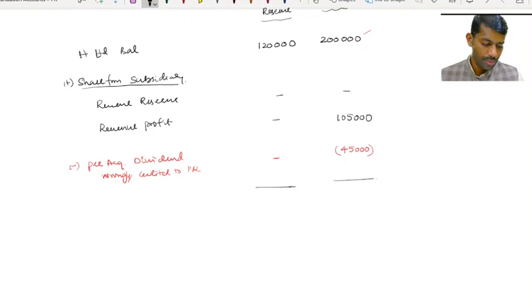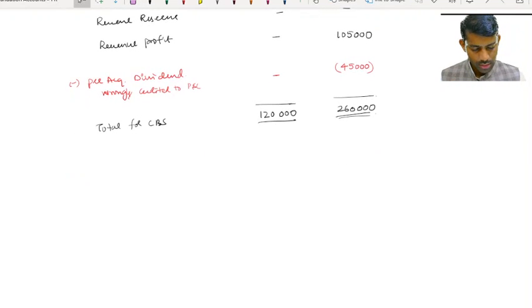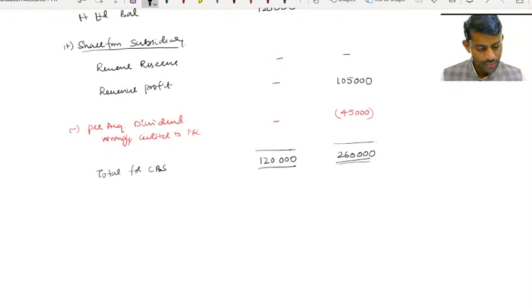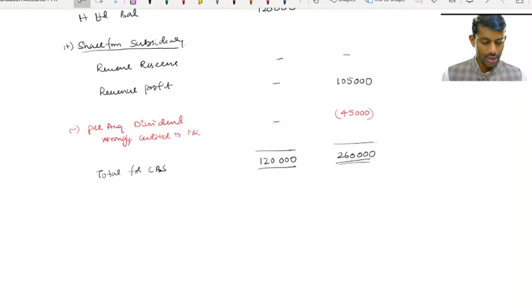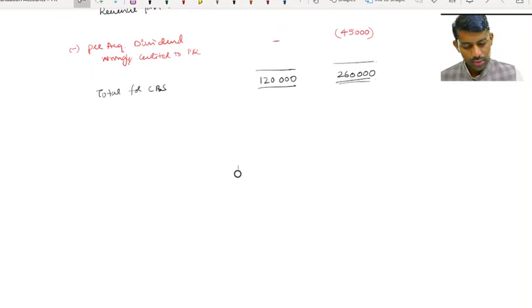No URP, nothing. So what is the total for CBS? 1,20,000 and 2,60,000. 105 minus 45 is 60,000 plus 2 lakh, 260, correct. Now, the required solution.